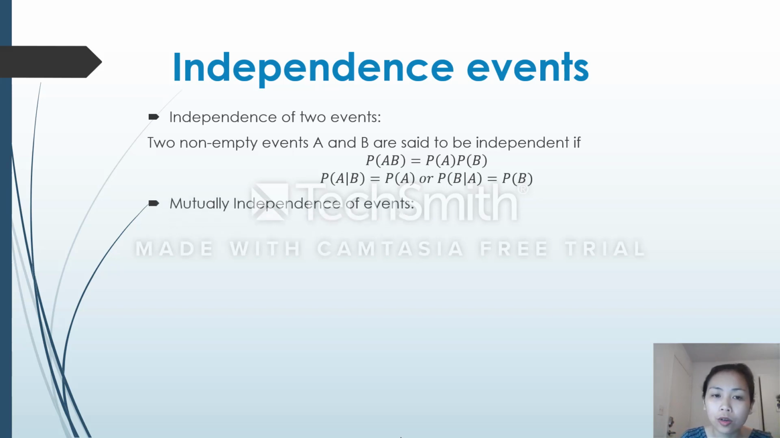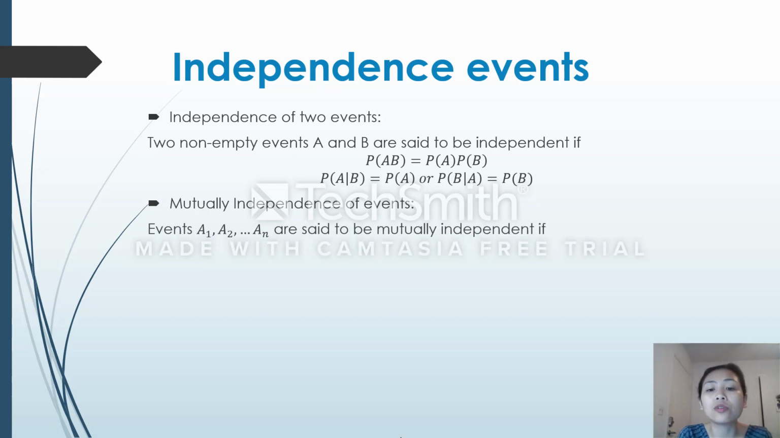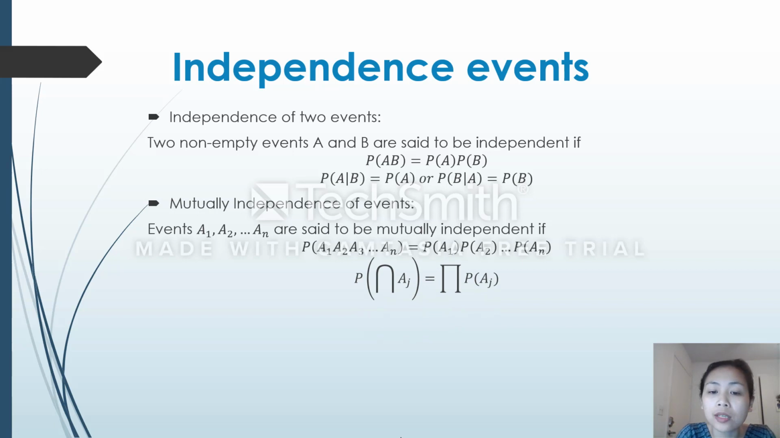Now we go to the general formula of independent events. So, mutually independent events. Events A1, A2 to AN are said to be mutually independent if the probability of event A1 and A2 and A3 and so on to AN is the same as the product of the probabilities. So using product notation, we have the probability of the intersection of Aj of these N events is the same as the product of the probabilities of these N events. So that is about independent events.